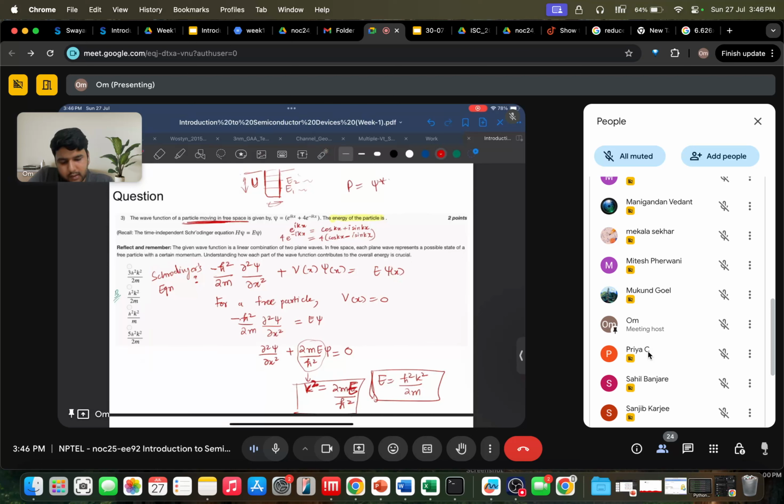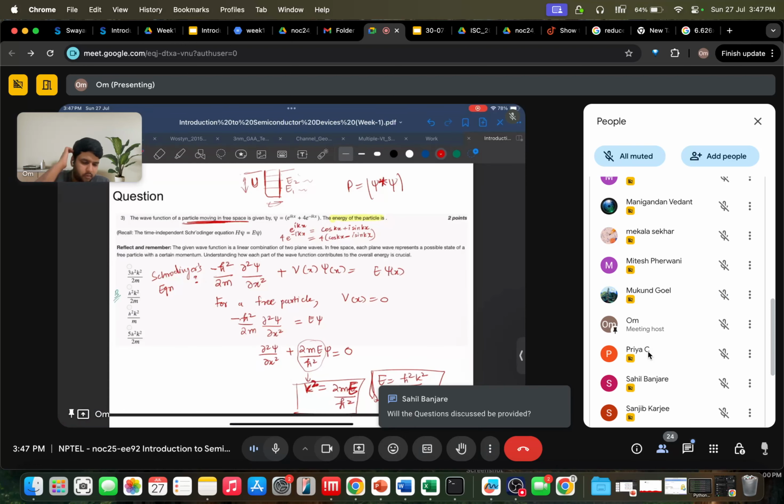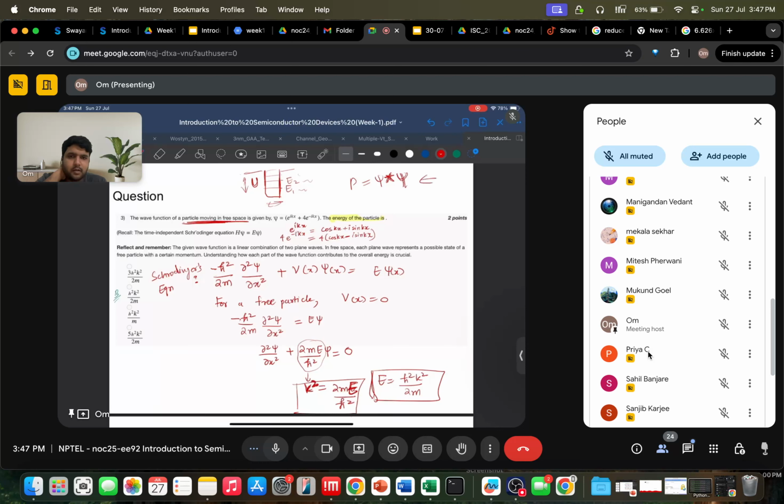Okay. So what we do while finding the probability is psi star psi, right? Mod psi star psi. Even if you don't do the mod, forget about the mod. This is psi star psi, where psi star is the conjugate of psi. Whenever there is a conjugate, this will be a real number.